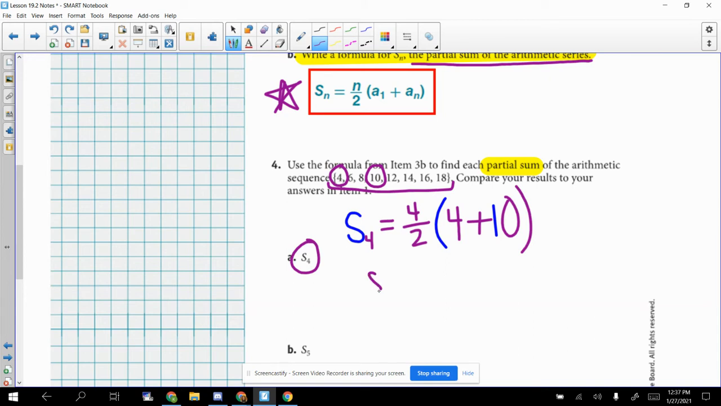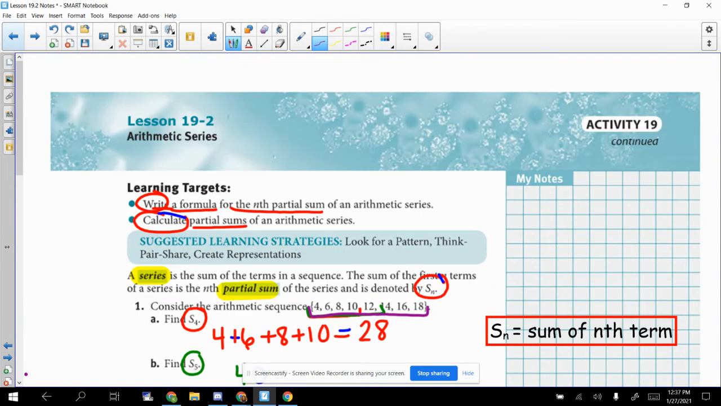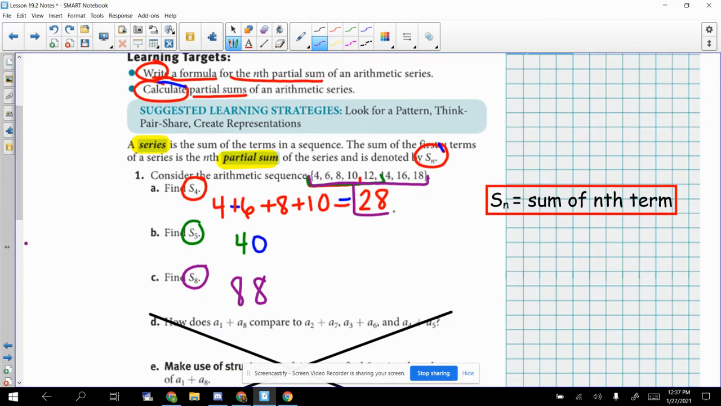Okay, now if we go to simplify this, 4 divided by 2 is 2. 4 plus 10 is 14. 2 times 14 is 28. Okay, if we look back to the last page, when we added each of those up to find the sum of the first 4 terms, we got 28.